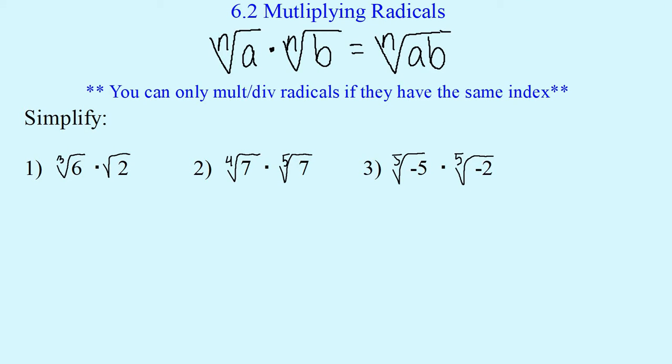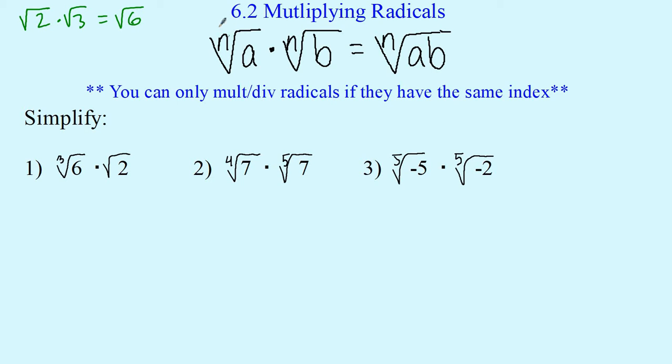Hello. Today we're going to talk about 6.2, multiplying radicals. In this lesson, when you multiply radicals, you simply multiply what's underneath. We've done that before. If you don't remember, the square root of 2 times the square root of 3 is the square root of 6.